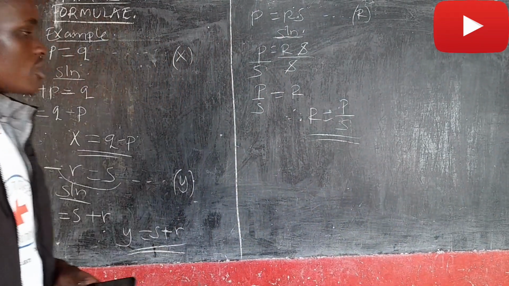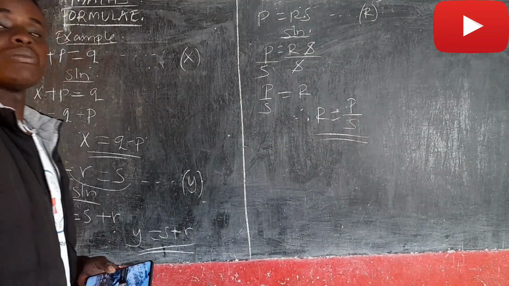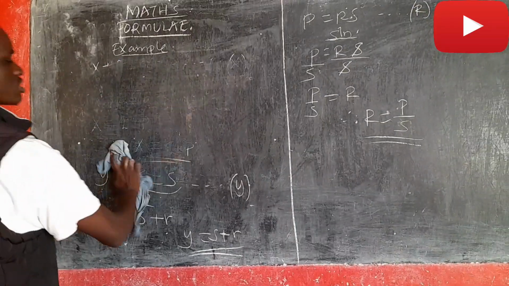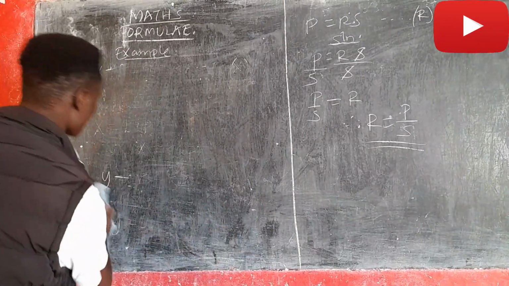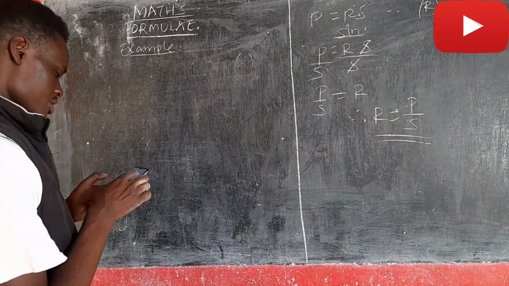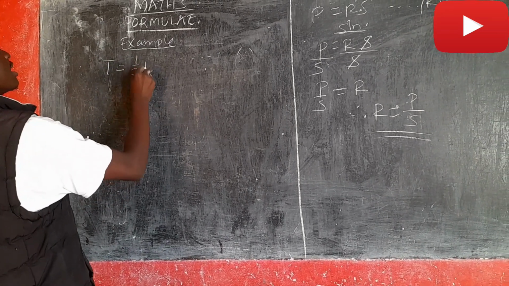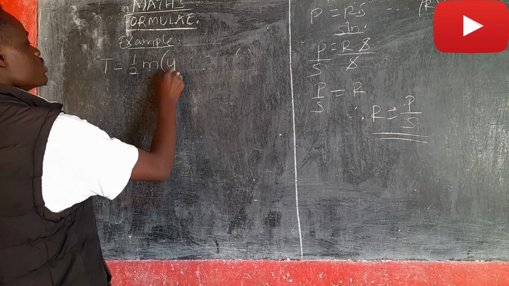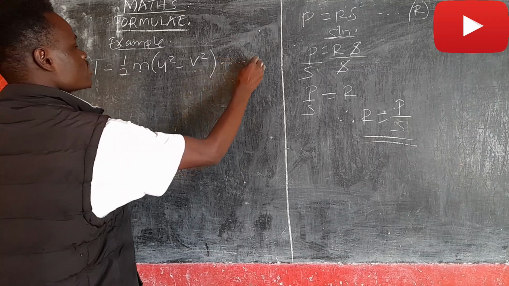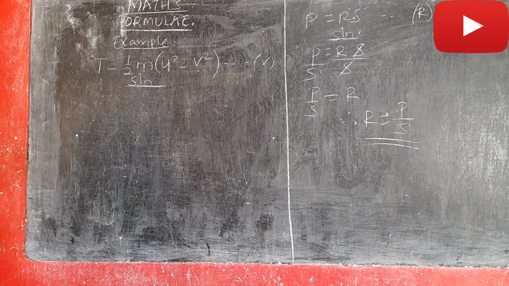That is it. So I'm going to give now a bit of a complex formula. Then we are going to make it the subject of the formula. And from here, what is going to happen? So another more example. We have t is equal to a half m into u squared minus v squared. So we are told to make v the subject of the formula. And this is what happens.